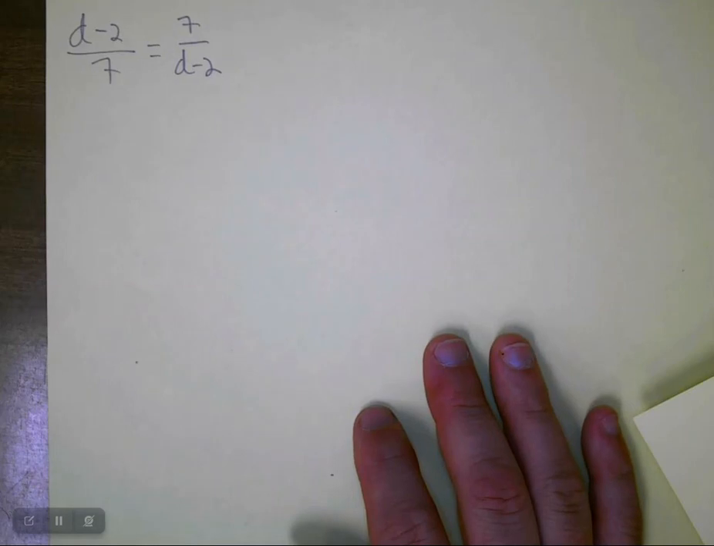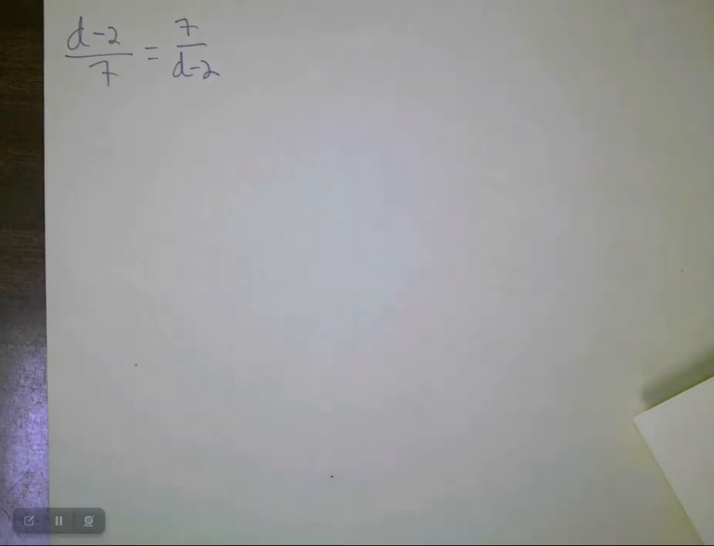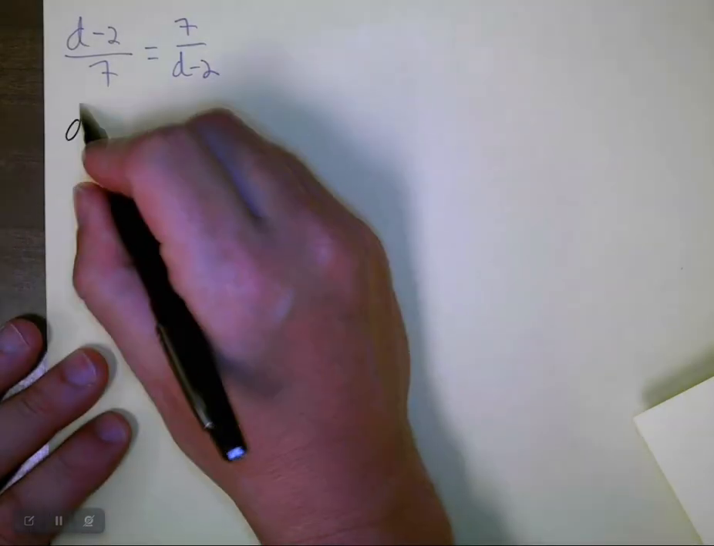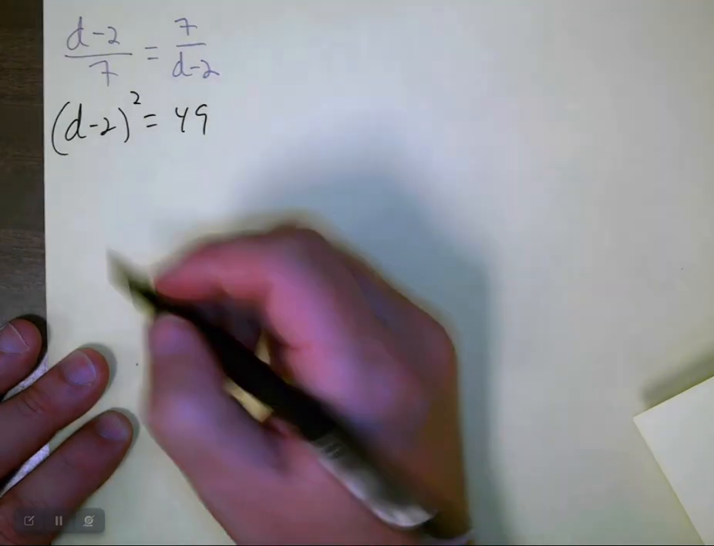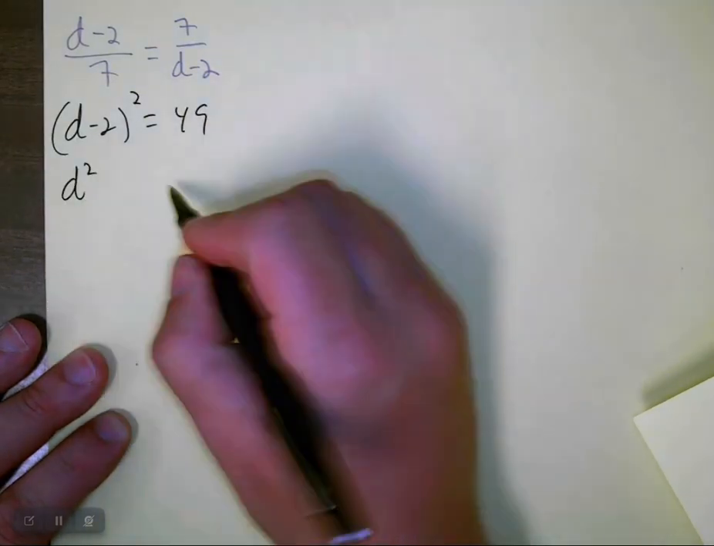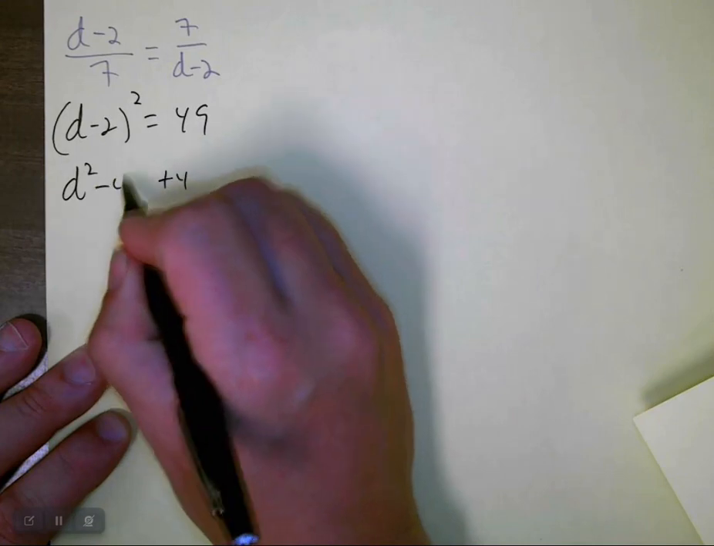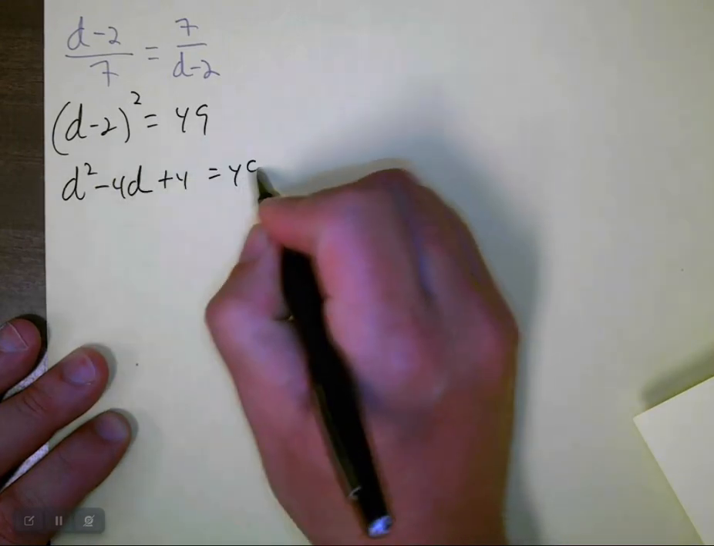Let's look at another one. We can look at one like this: d minus 2 all over 7 equals 7 all over d minus 2. Don't think that you have mumbo jumbo. You're going to cross multiply. You get d minus 2 squared equals 49, right? Square the first, square the last, multiply the two and double, equals 49.